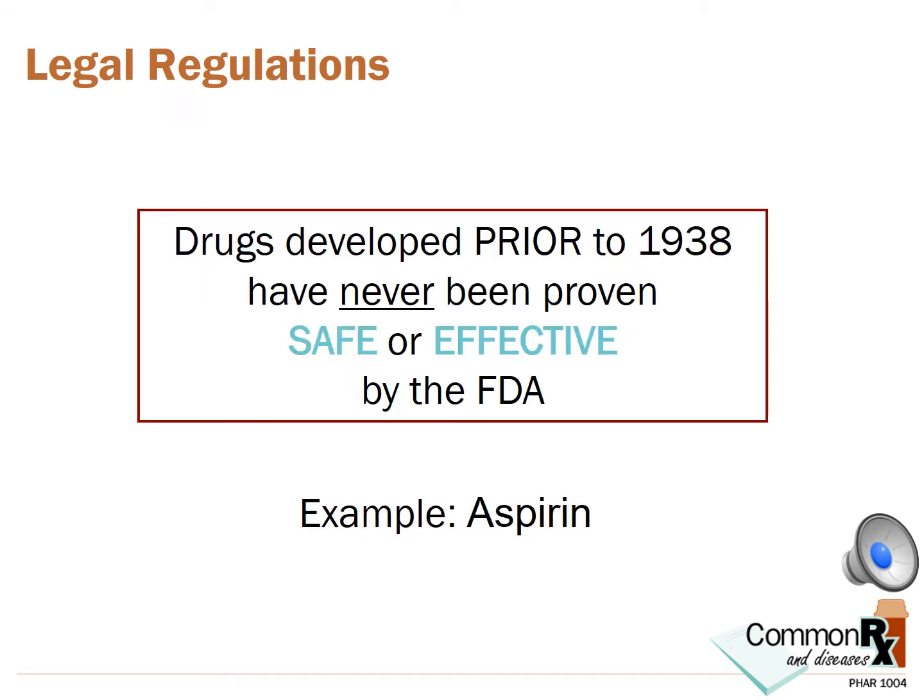One important thing to take away from this is that drugs developed prior to 1938 have never been proven to be safe and effective by the FDA. One example of this is aspirin. Aspirin has never been proven to be safe and effective. Now this medication has been used enough that we know that it works for pain and to prevent heart attacks, but it has not undergone the same safety and efficacy trials that a drug developed today would have to undergo before it becomes available on the market.